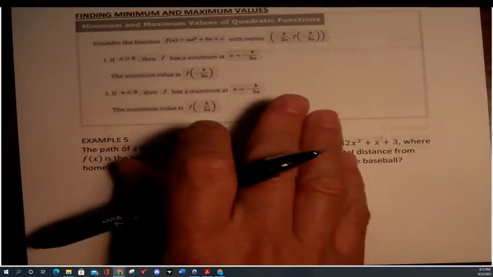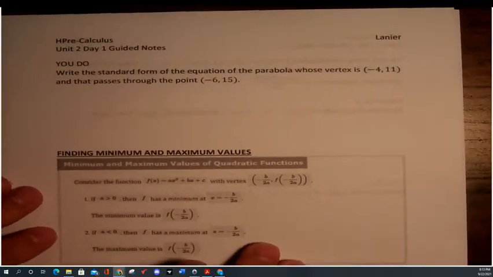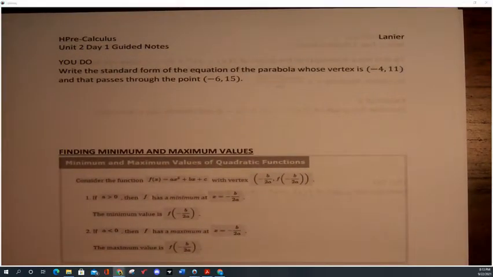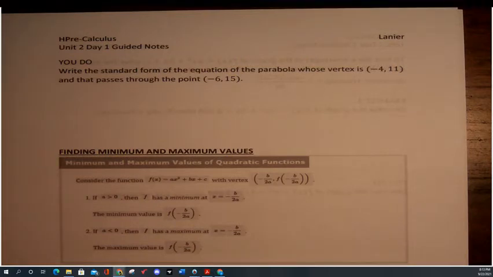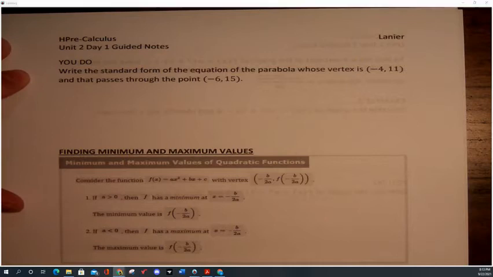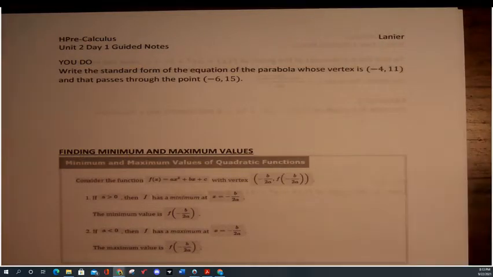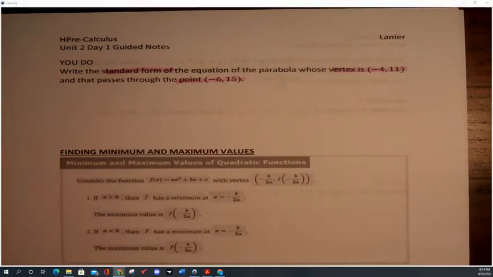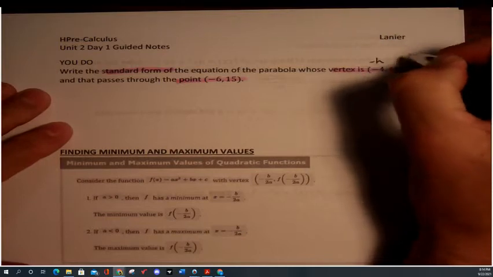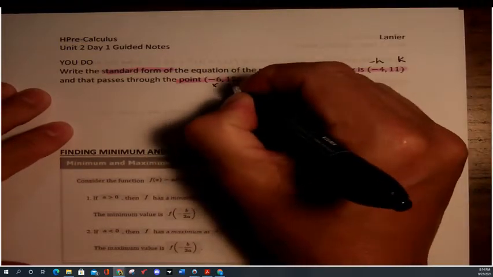All right, let's turn a page. Let's take a look at the next one. What I want you to do is work this problem out. Go ahead and pause this video at this point, and work this one out doing exactly what we did with the previous one. All right, so you've worked this problem out. You recognize that we wanted standard form of the equation of the parabola. The parabola has a vertex of (-4, 11), and that parabola passes through the point (-6, 15). So we know this is my negative h, that's my k, that's my x, and that's my y.